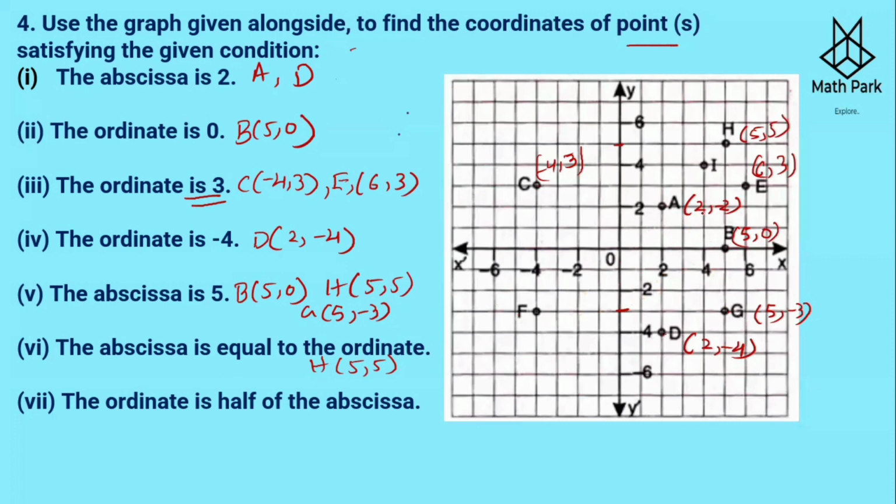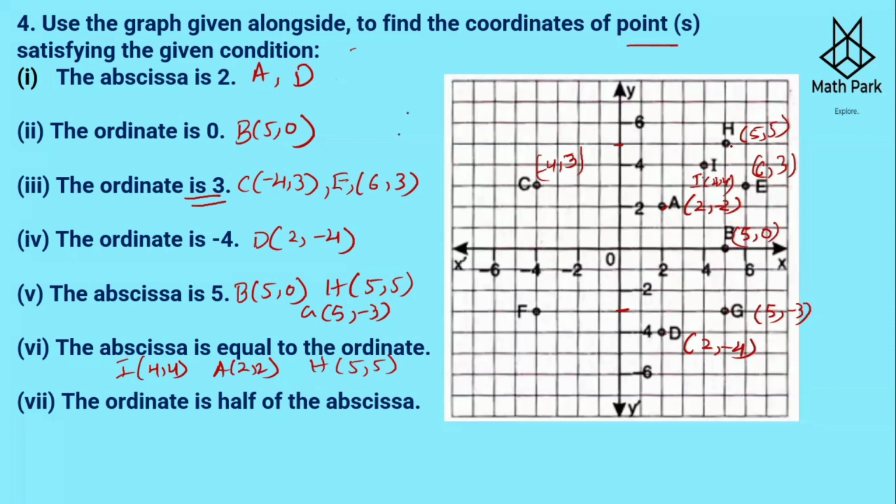So this is point A, 2, 2. Yes, point A, where both coordinates are the same. Then I is 4, 4. So I is another point where the abscissa is equal to the ordinate.